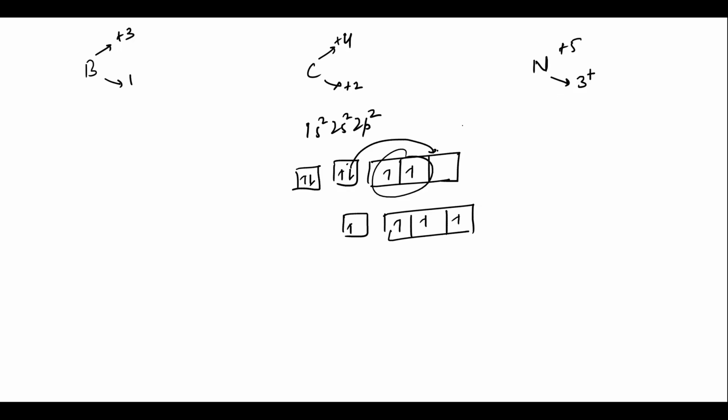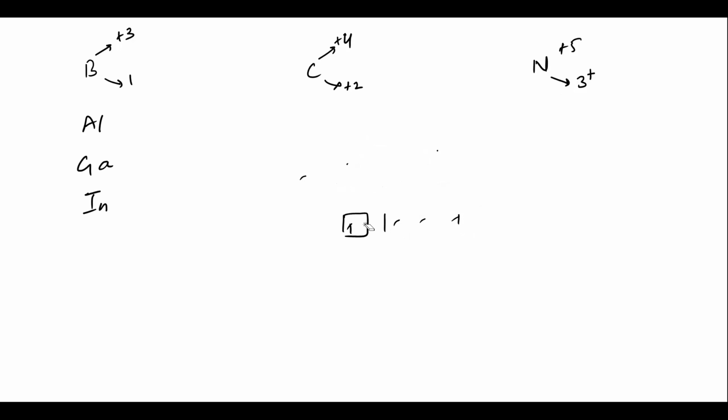You understood? But as we go down the group, like boron goes down to aluminium, gallium, indium, and similarly carbon goes down to silicon, germanium, and tin, and nitrogen goes down to phosphorus, arsenic, antimony, and Sb.